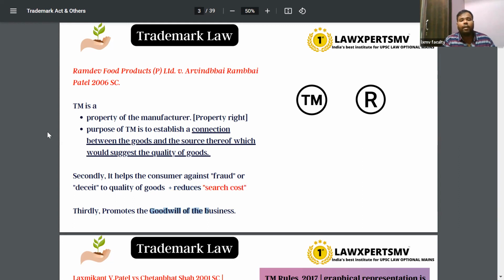Thirdly, it promotes the goodwill of the business. Whenever you attribute a particular word, that particular word will have some goodwill.